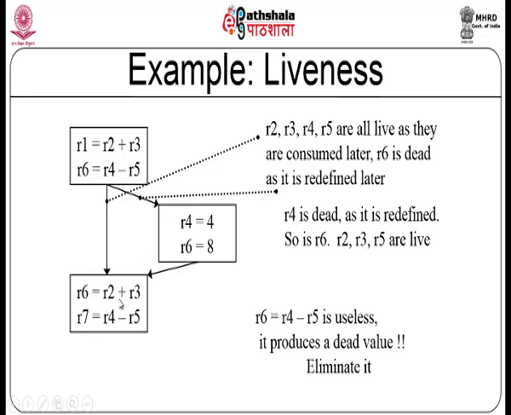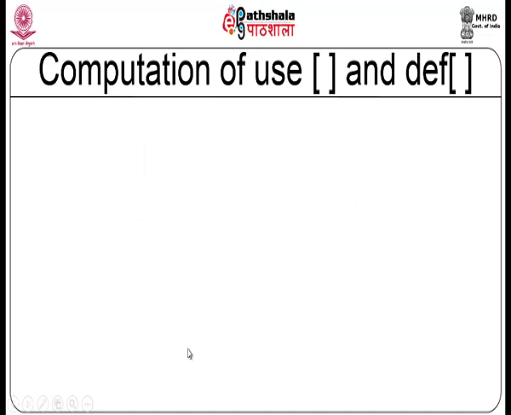R6 is redefined. So what is the scenario here? I am redefining R6 here, and I am redefining R6 here also. So the statement R6 is equal to R4 minus R5 will be a useless statement, because both paths are not using R6, but they are redefining R6. So this is going to be dead code, and I have to eliminate the dead code.